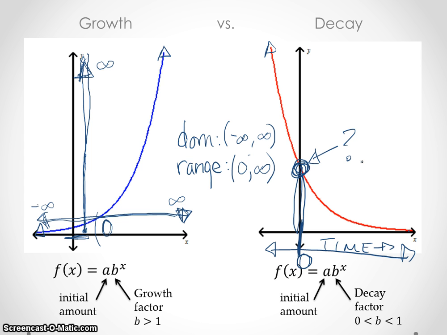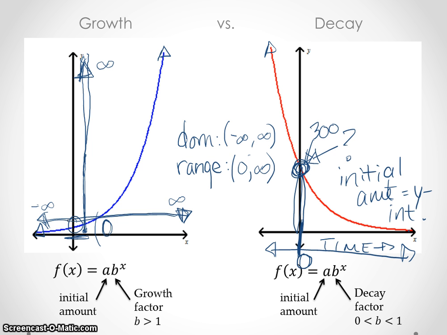Well, if no time has elapsed, then essentially what I have is what I'm starting with. So your initial amount is going to be your y-intercept. So initial amount equals y-intercept every time. And remember, the y-intercept is just where it hits the y-axis, which is right here. And so let's say we started out with 300 whatevers, then this point right here would be (0, 300). So your initial amount will always be your y-intercept.